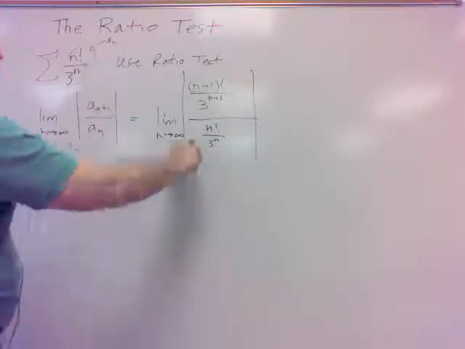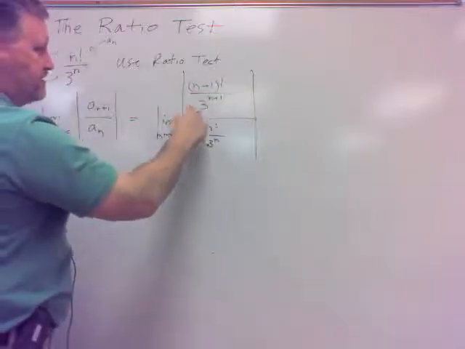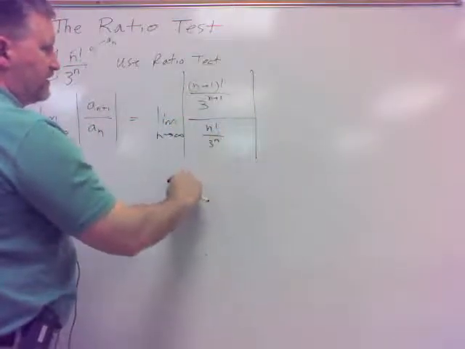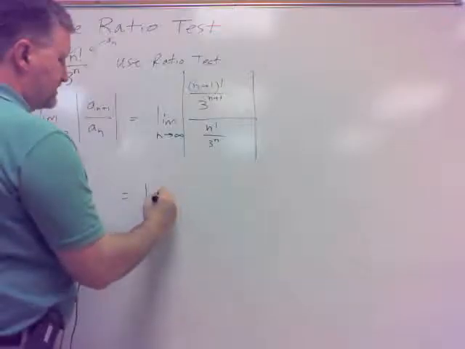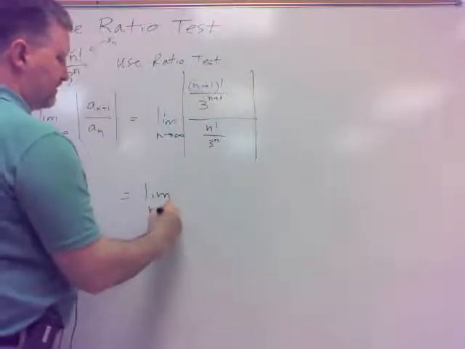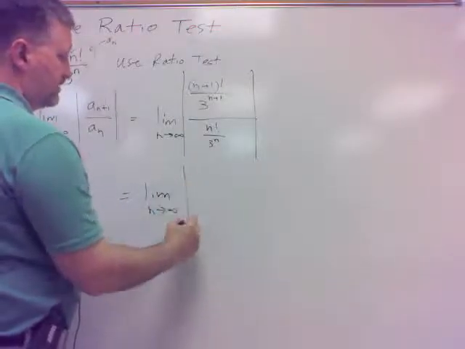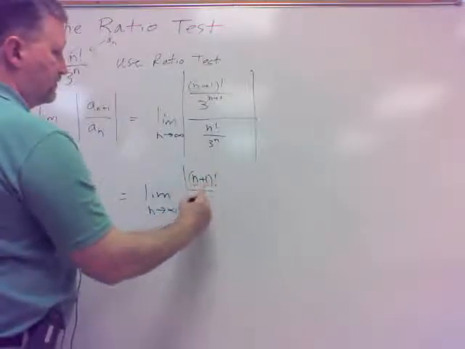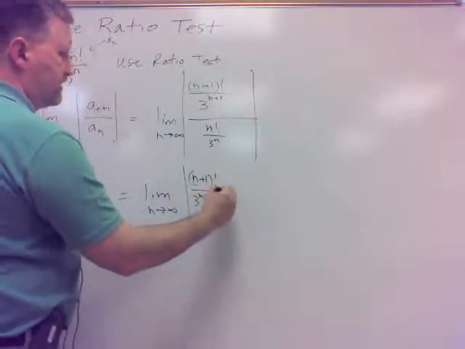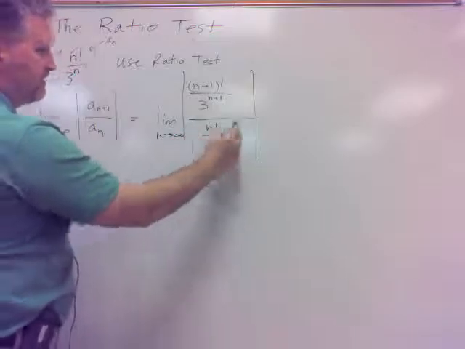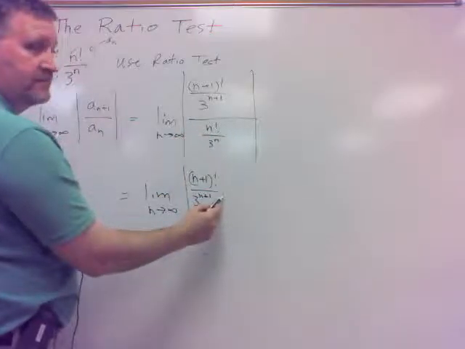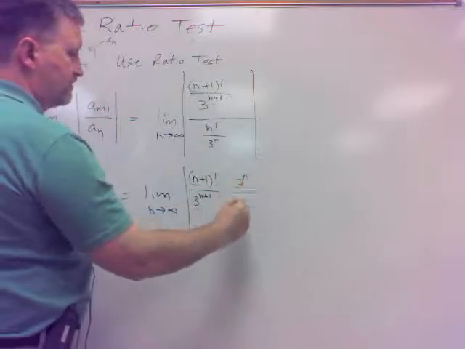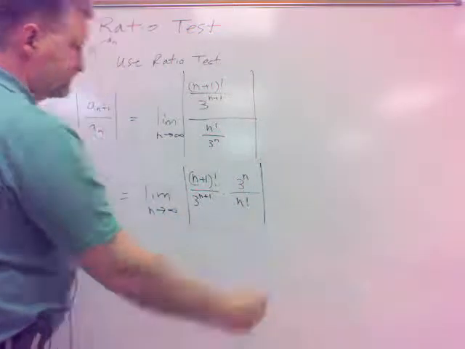Well, we've seen this right here. To simplify, first of all, couldn't I say this is the limit as n goes to infinity of the absolute value of (n plus 1) factorial over 3 to the n plus 1, and then times, this is divided by this, so what would it be times? Wouldn't it be times the reciprocal of that, 3 to the n over n factorial?